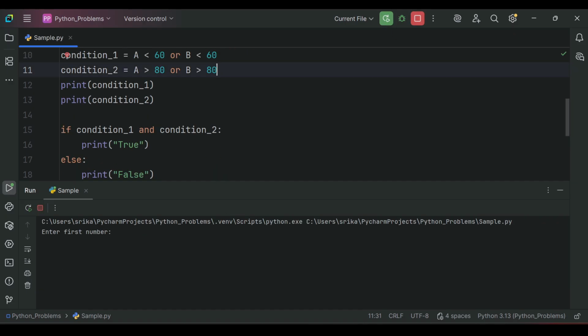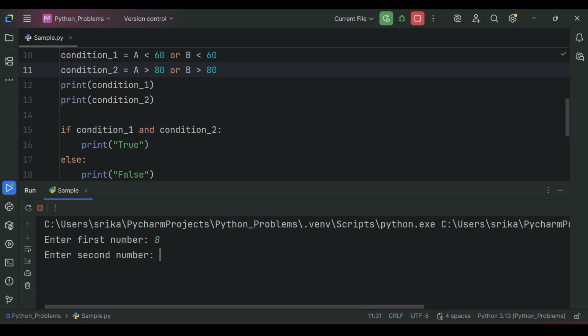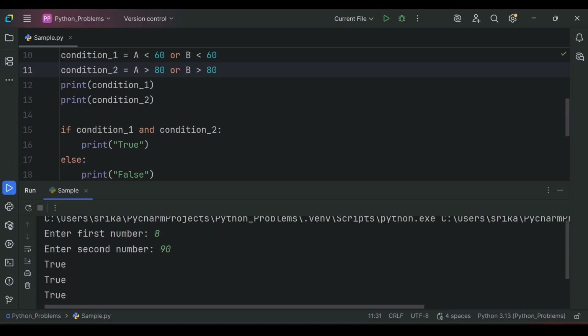Now see, here one number I am giving 8 and another number I am giving 90. See the output. The first number 8 is less than 60, and 90 is greater than 80. Here the first condition is true and the second condition is true, and if any one condition is true, the output should be true. Likewise, true and true is always true. This is the problem, friends.